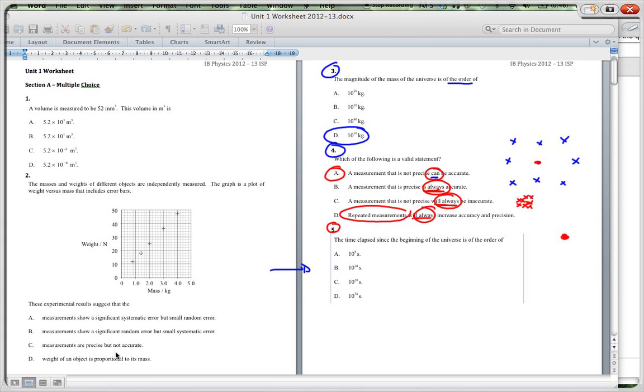Question 5. The time elapsed since the beginning of the universe is of the order. Now, the universe is about 13 billion years old.